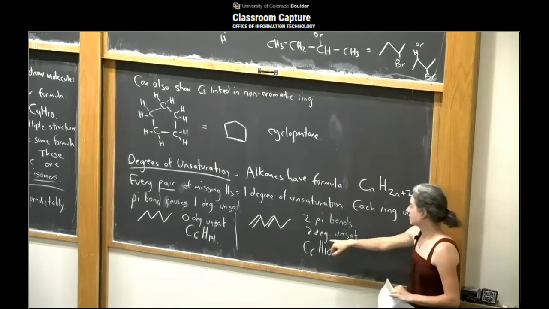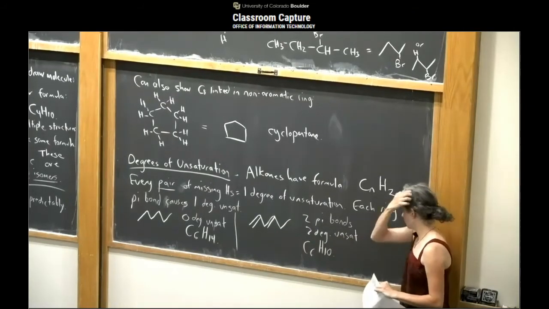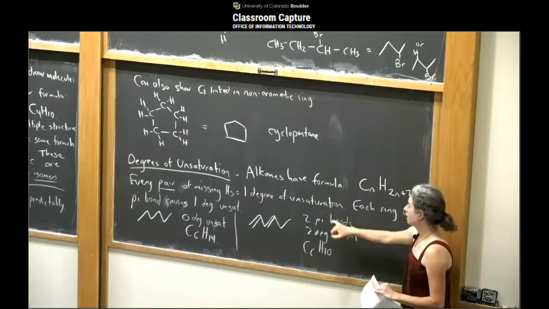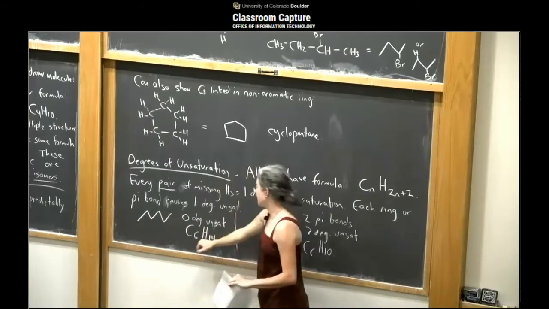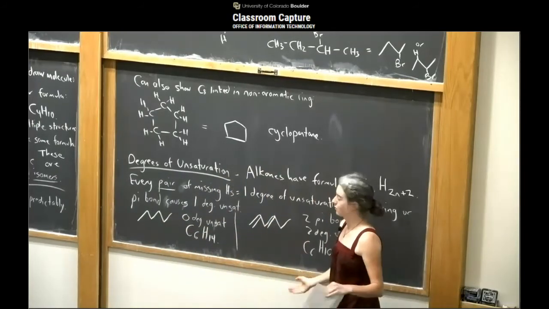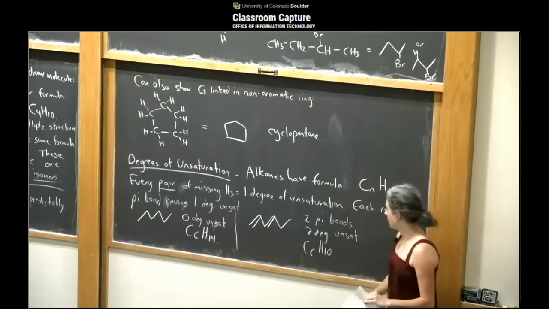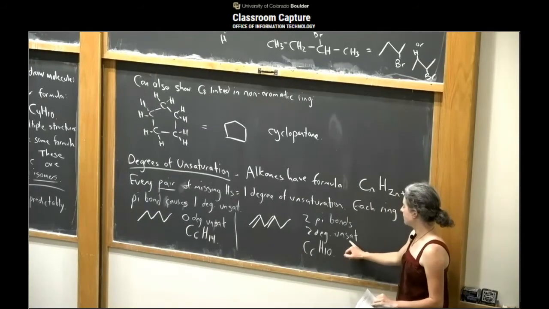All right, so that's actually kind of a good side note of where the term degrees of unsaturation comes from. A saturated molecule, like this alkane over here, is holding as many H's as it can possibly squeeze in there. It's totally saturated with them. And every pair of missing H's means that it's not completely saturated with H's.